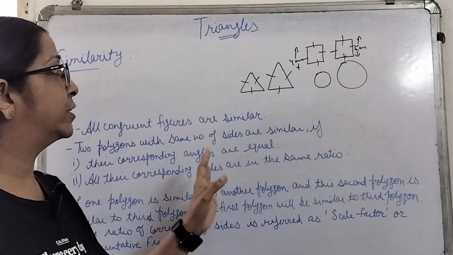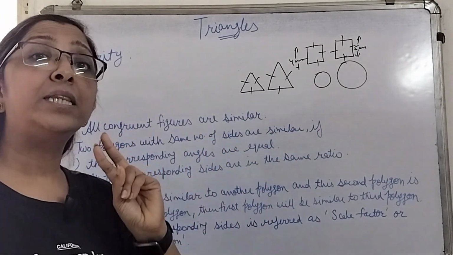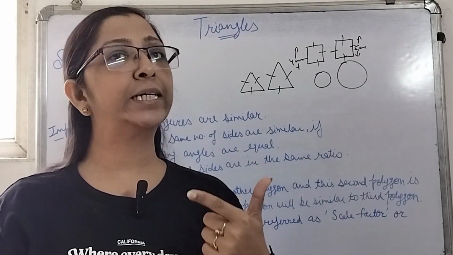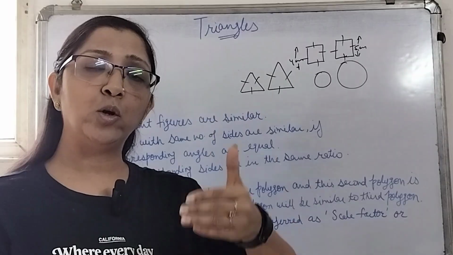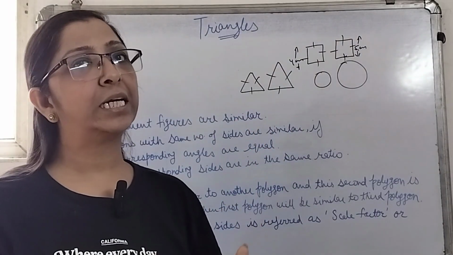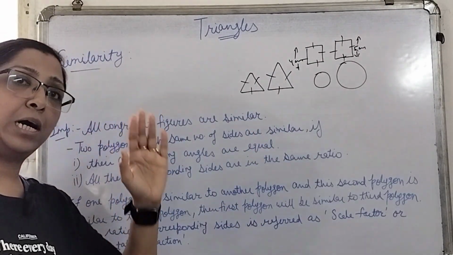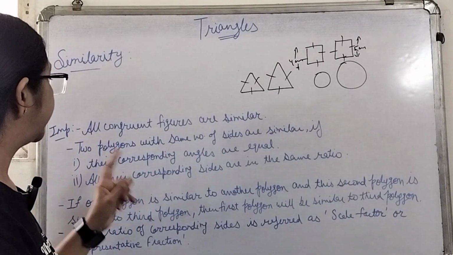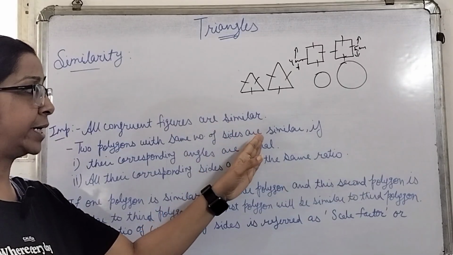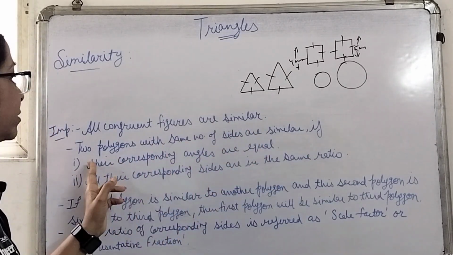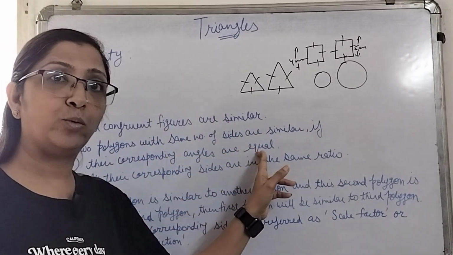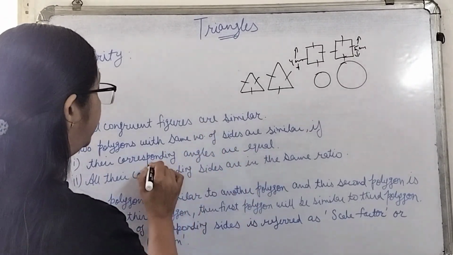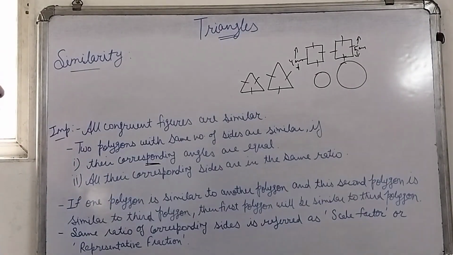So any polygon or any figure, if we are comparing, they will be similar if two conditions are satisfied. One, their corresponding angles are equal, and two, the ratio of the corresponding sides is equal. If these two conditions are fulfilled, the two figures are said to be similar. That means two polygons with the same number of sides will be similar if their corresponding angles are equal. The word corresponding is very important over here.